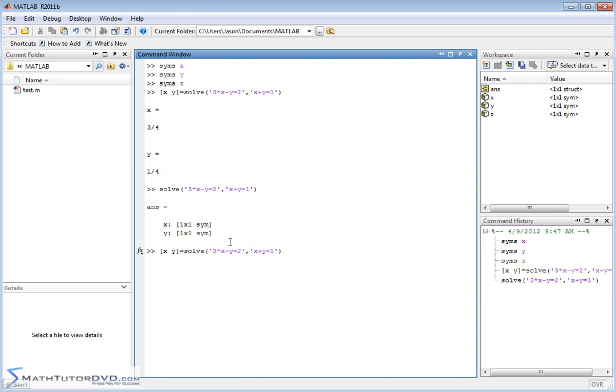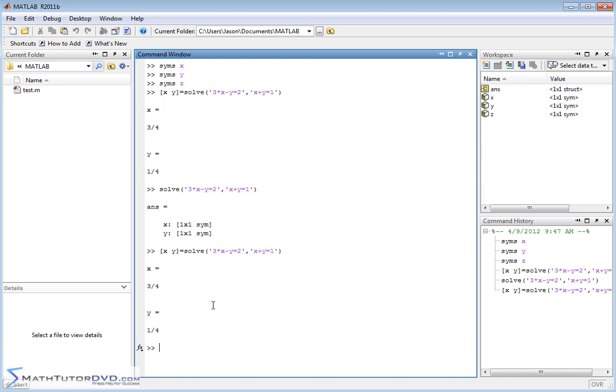So the way you do it is you have to set the result of the solve function equal to some variables. And because you have two solutions, you need to put them inside of a matrix. So then you get x is equal to this and y is equal to this.